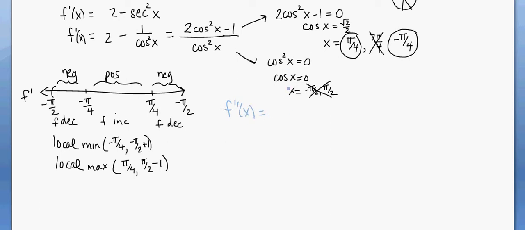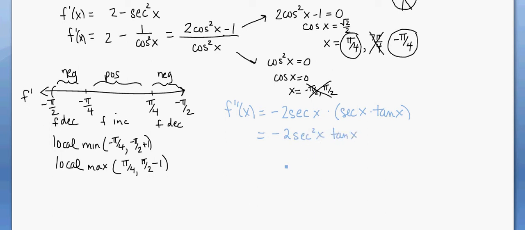So second derivative, the derivative of the 2 is going to be 0. And then I'm going to have to do either quotient rule or chain rule on this. So I'm going to think of this as negative 2 secant of x to the first power times the derivative of secant, which is secant times tangent. If you didn't remember that rule, which is totally fine, you could just think of it as 1 over cosine squared and do it that way. So anyway, here we're left with negative 2 secant squared times tangent.